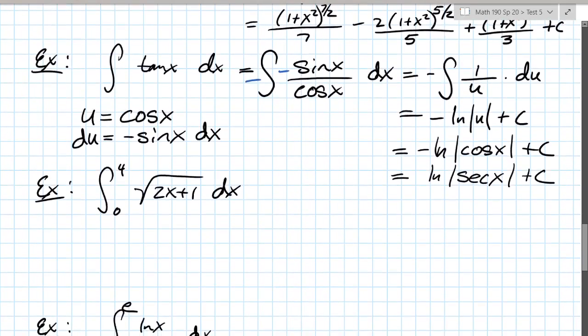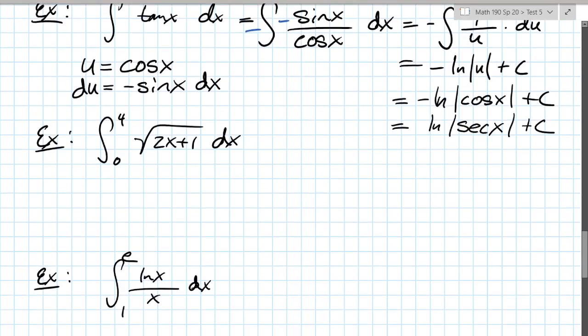This next couple problems, we're going to use substitution, but with definite integrals. So what makes this a definite integral? Of course, it's got limits of integration, 0 to 4. It is important to note that our function is defined from 0 to 4. If we let u equal 2x plus 1, du is equal to 2 dx. Well, it would be great if we had a 2 dx. So now we have a 2 dx.